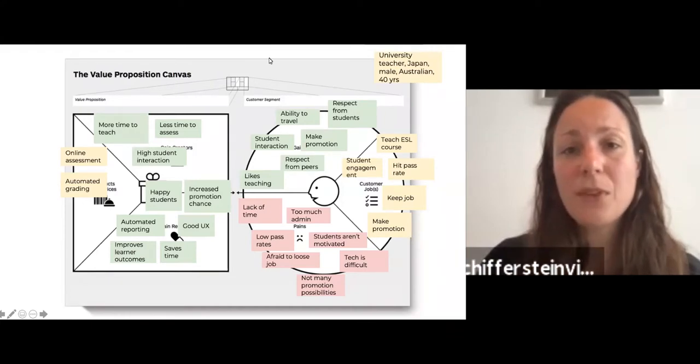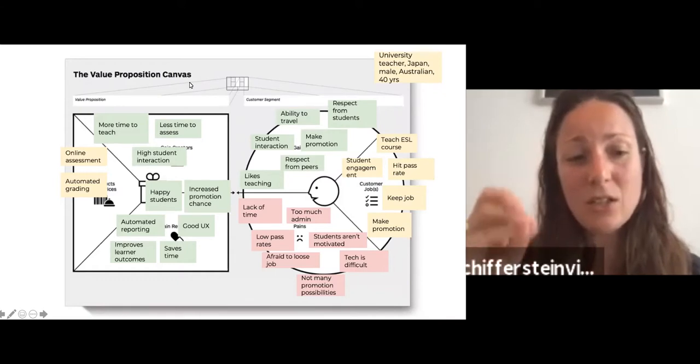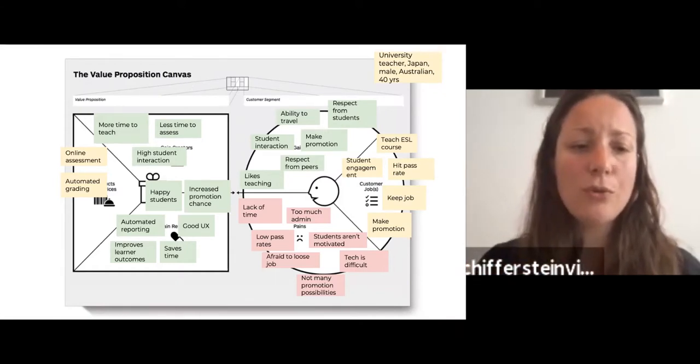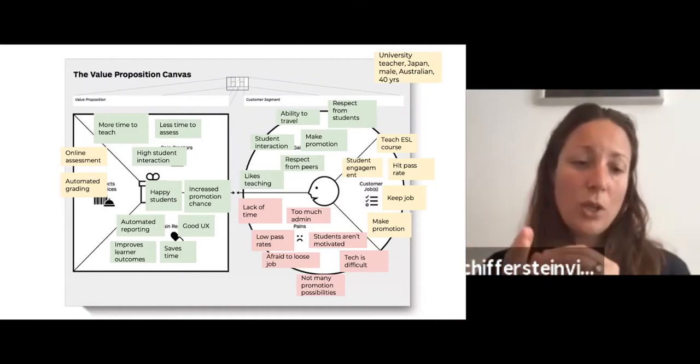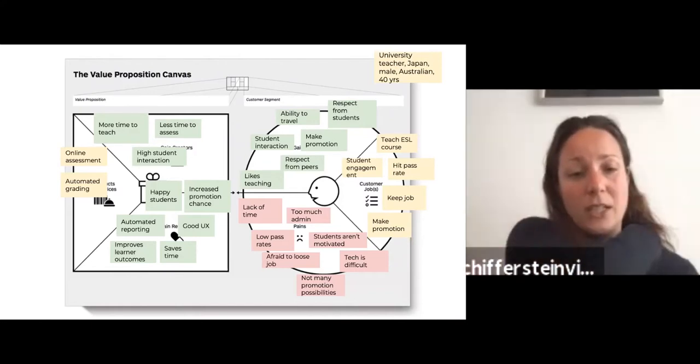So this is a quite easy canvas to use, which really nails down what are the real USPs of your product that you can match to your persona. And again, I'm talking about the persona that you want to speak to.